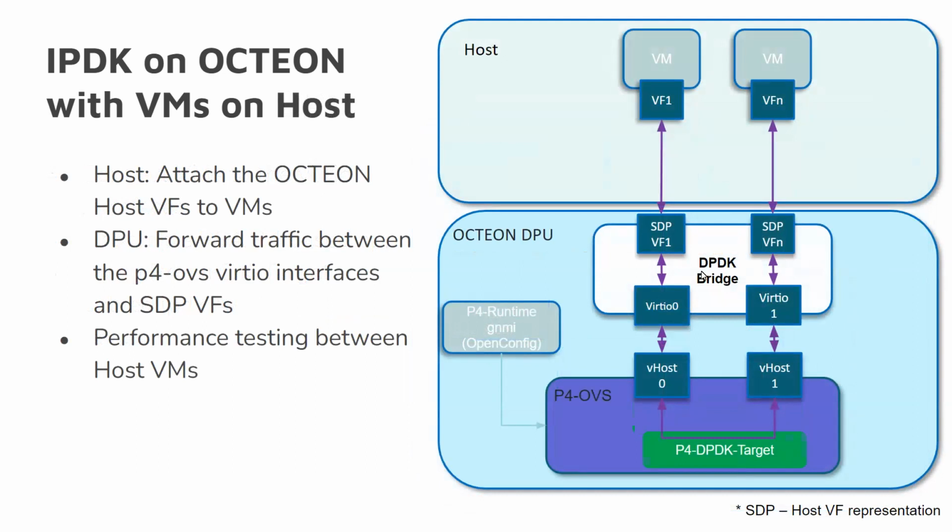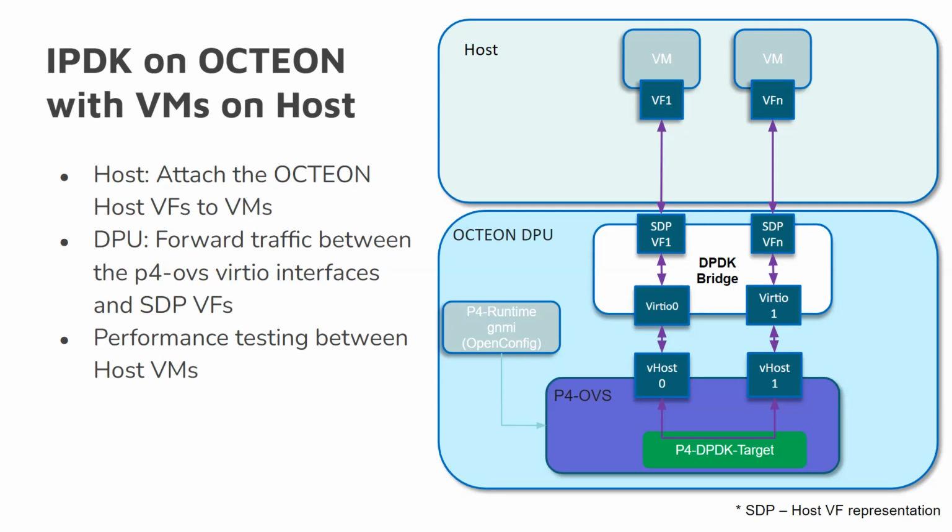Once we had the basic IPDK demo running on Octeon, we moved to a DPU mode. In this mode, the virtual machines are running on the host cores and attached to Octeon virtual functions. In Octeon, all embedded interfaces are PCI interfaces, so we had to add a DPDK bridge application to connect the SDP PCI interfaces, which is actually a virtual function representer interface, with the virtio, which is the only supported interface type in the current IPDK.